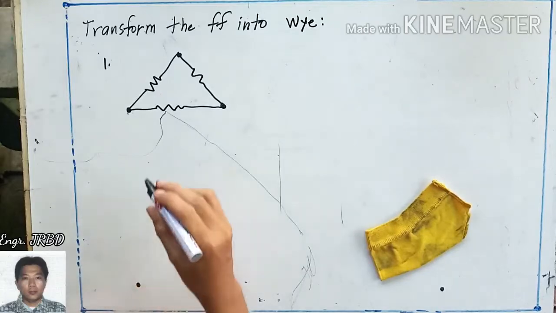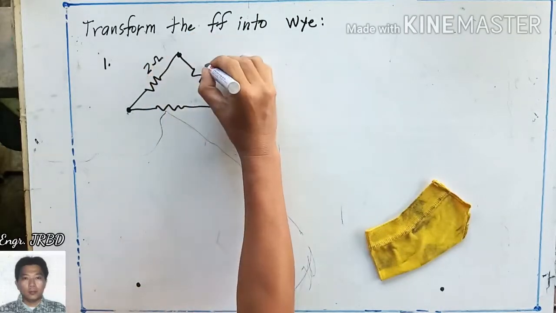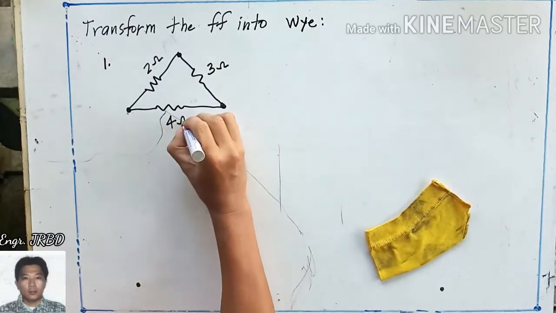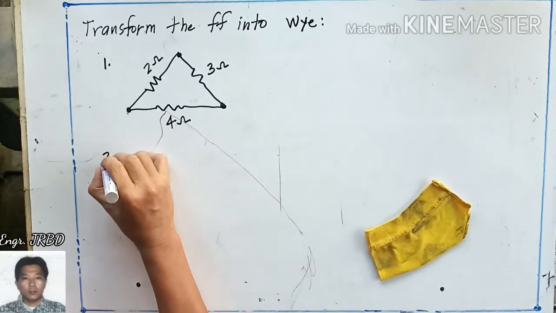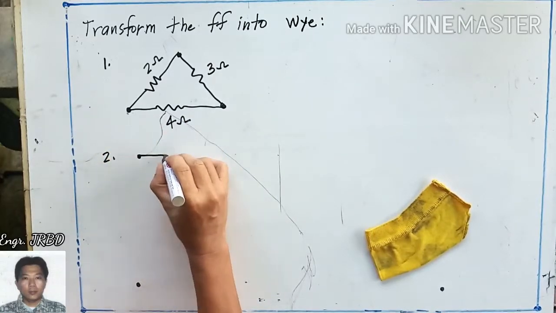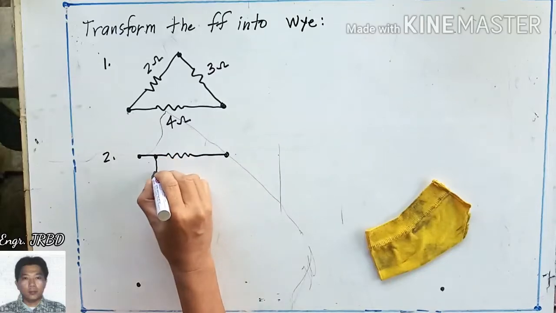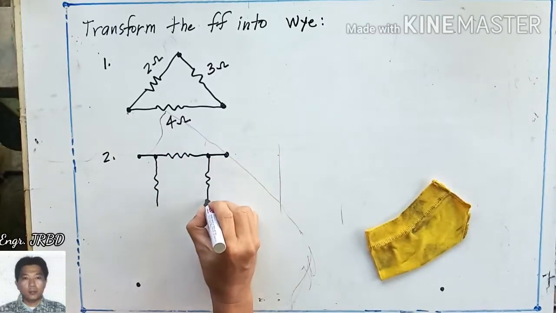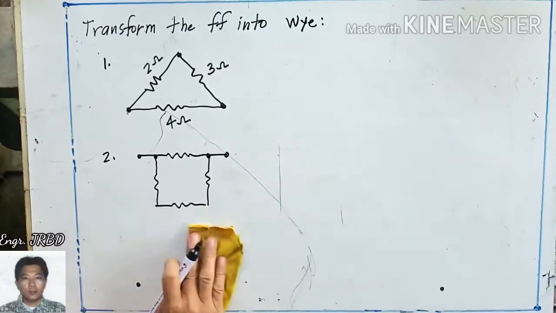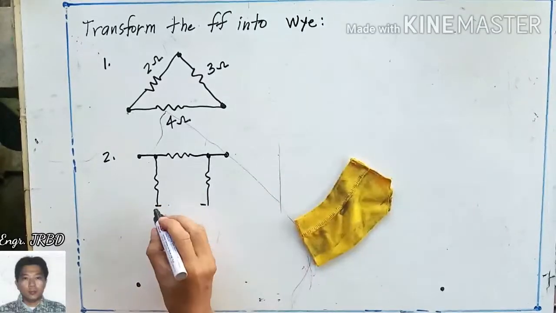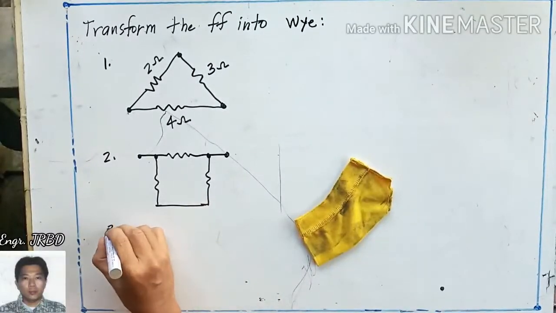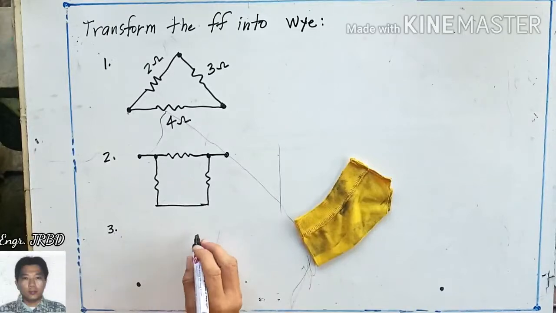Okay, let's have this example. 2, 3, and 4 ohms. Transform this into an equivalent Y. Number 2. And number 3.